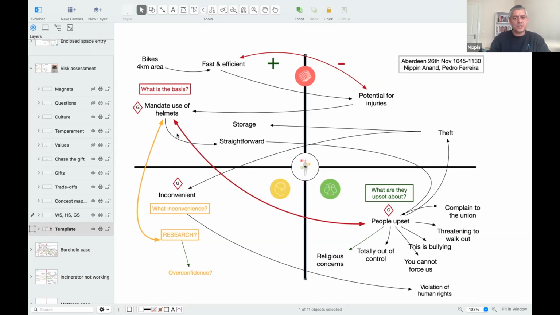The other thing you see in chasing the gift is when somebody says inconvenient, you say, what inconvenience? You try to chase the gift. And somebody said, well, this could be a violation of human rights. You're pushing something on us which we don't want. And you start to think, wow, I never thought about it that way. That's interesting. That comes in the cultural space. So it's not just inconvenience per se, but something boiling underneath, right?